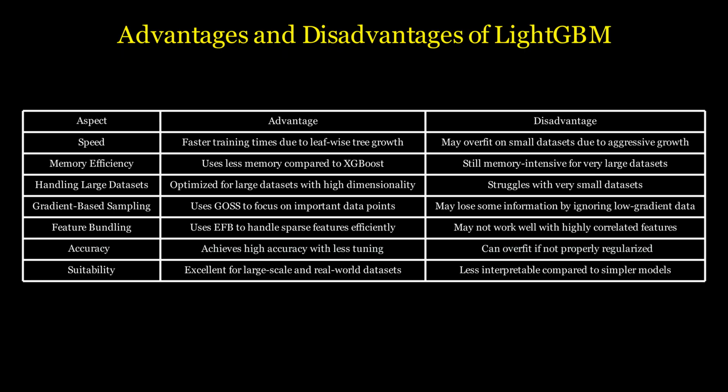LightGBM achieves high accuracy with minimal tuning, making it a favorite in machine learning competitions. However, it can overfit if regularization parameters are not properly set. LightGBM is excellent for large-scale and real-world datasets, offering high performance and scalability. However, it is less interpretable compared to simpler models like linear regression or decision trees.